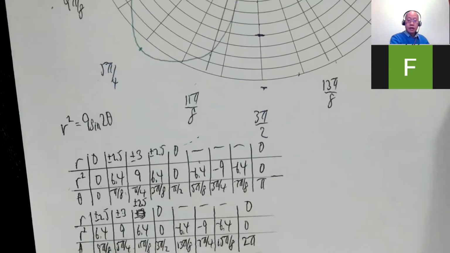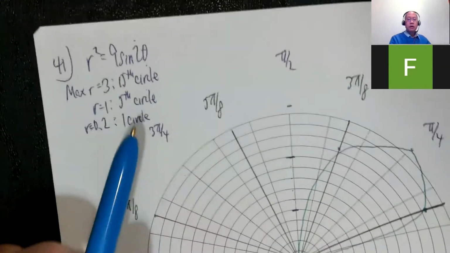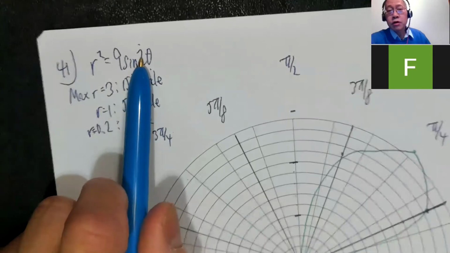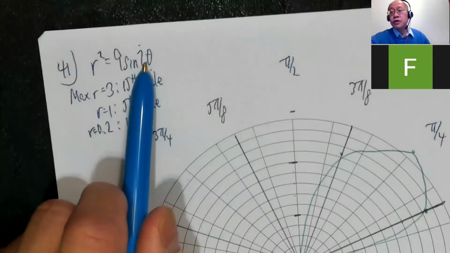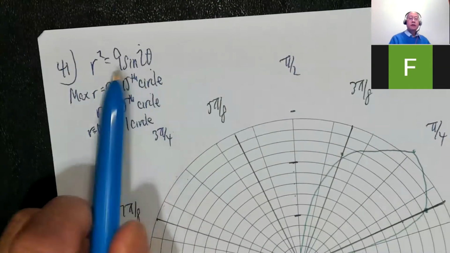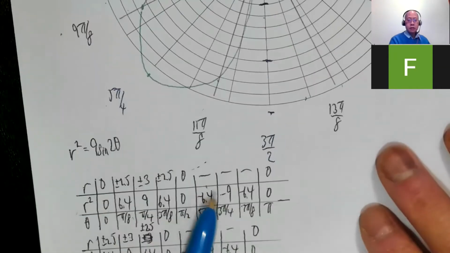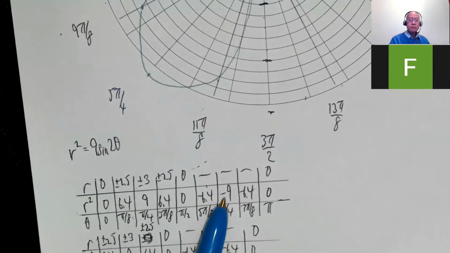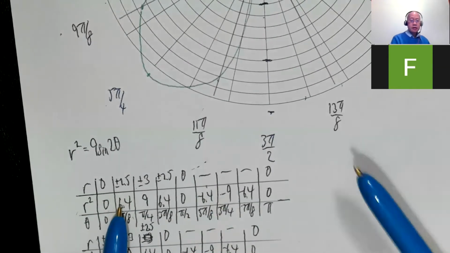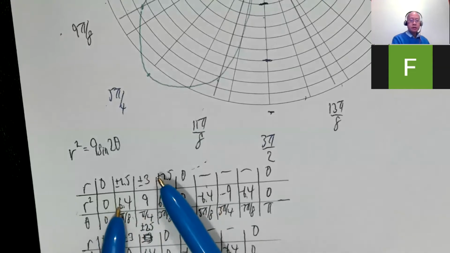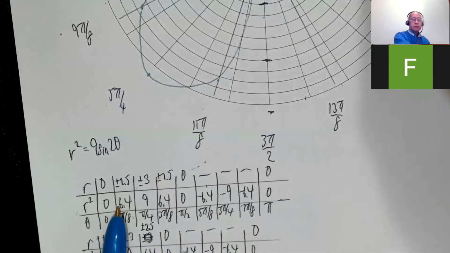And divide and conquer again. 3 pi over 4. If I plug in 3 pi over 4, I'm taking the sine of 3 pi over 2, which is negative 1. Negative 1 times 9 is negative 9. And then this one, this one, this one, this one, all the angles in between.